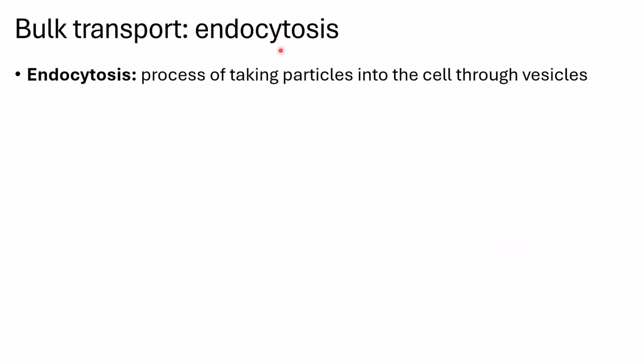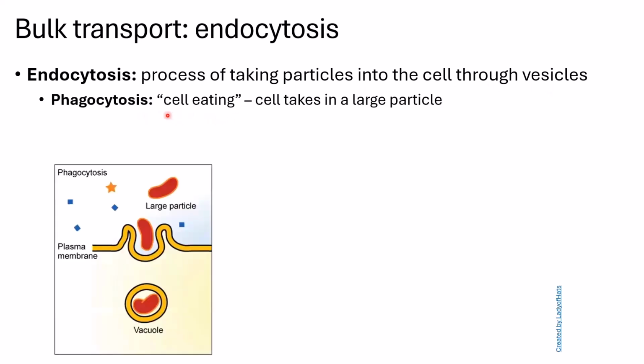Bulk transport is when substances are moved in or out of the cell through vesicles. Endocytosis is the process of taking particles into the cell through vesicles, with endo meaning inside and cyto meaning cell. There are three forms of endocytosis. One is phagocytosis, with phago referring to eating. This occurs when a cell engulfs a large particle in its environment.